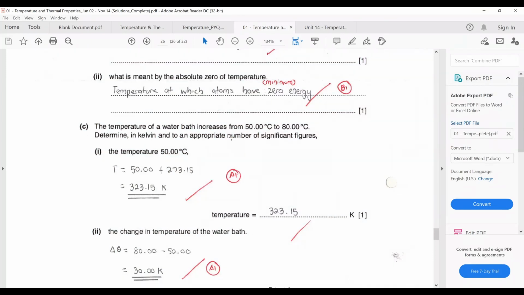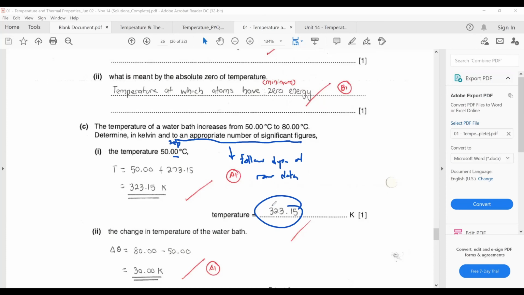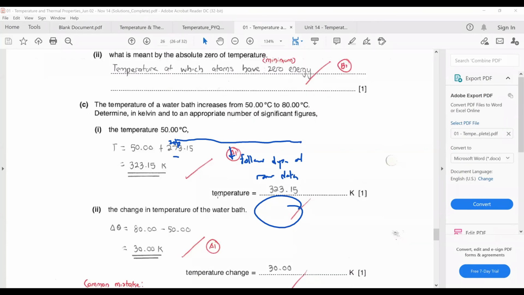The part where they ask you for an appropriate number of SF actually implies that you follow the dp of the raw data. You see this one is 2 dp, right? When you change to Kelvin, please make sure it's also at 2 dp. You notice that this one is not strictly speaking written in 3 SF or 2 SF. It's written out to 5 SF, right? The reasoning for that is because of this statement here. Appropriate number of SF means follow dp. So this one here has 2 dp. You need to make sure you also follow 2 dp. You don't round it up. It's 323.15 Kelvin.